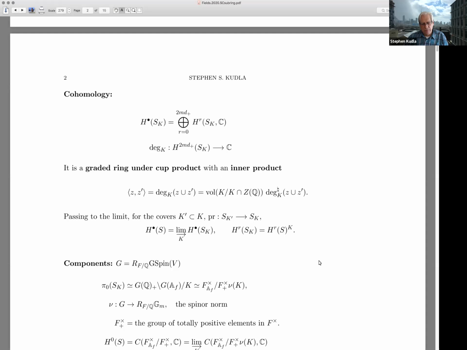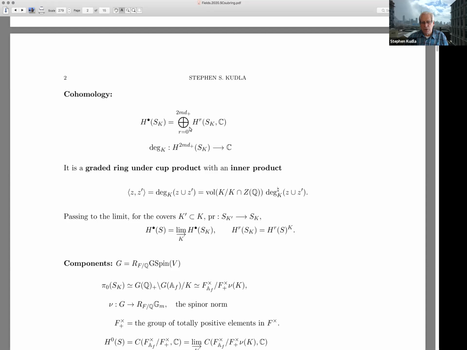Okay, so this is the cohomology I'm interested in. But of course, all these things are graded rings under cup products, and therefore the limit is a graded ring under cup product. And moreover, there's an inner product, which I get by simply taking the cup product of two elements and applying the degree map.